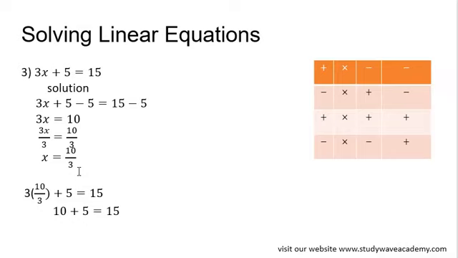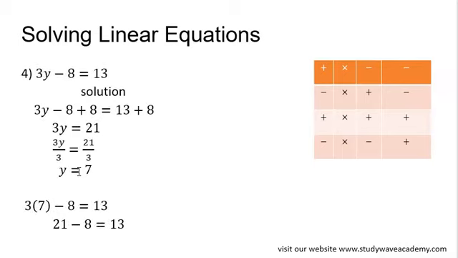There are more examples to help us understand, okay? We are going to move over to another example. We have 3y minus 8 equals 13. What do we do first? We are trying to make y stand on its own. We are looking for y. Remember, this is the variable we are looking for.